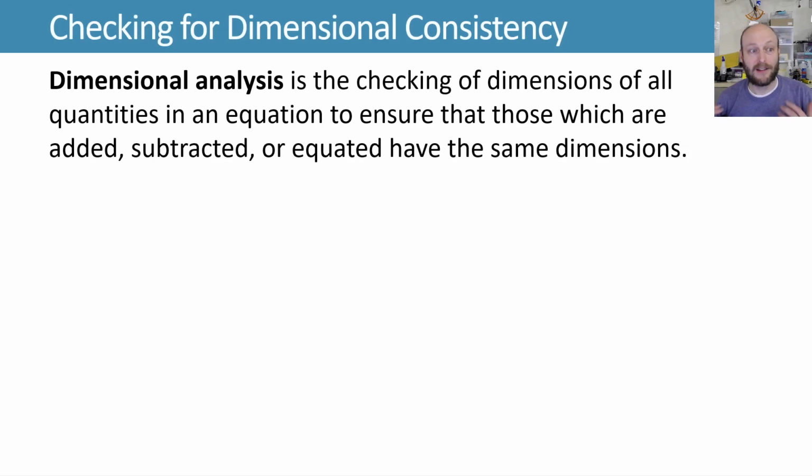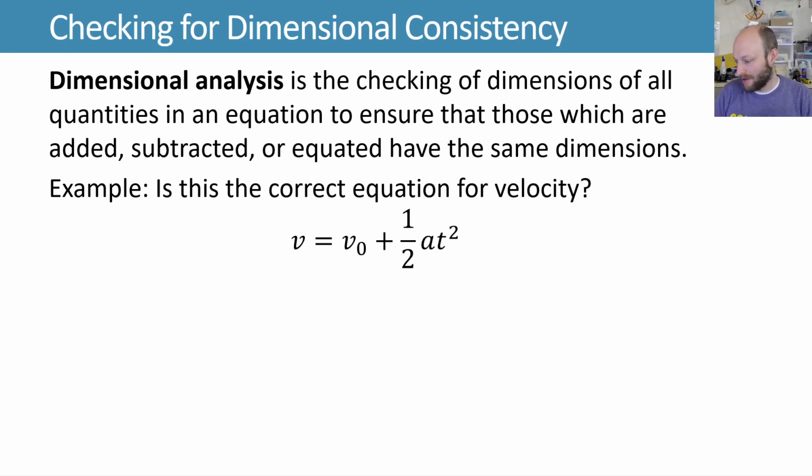So we will check the dimensions of the quantities in this equation that I'm going to show you to see if it's dimensionally consistent. So here's an equation. Velocity is equal to v naught, so initial velocity, plus 1/2 acceleration times time squared. v equals v naught plus 1/2 at squared. Is this correct? Well, checking dimensional consistency won't necessarily tell me it's correct, but it can help me determine if there's some problem with it.